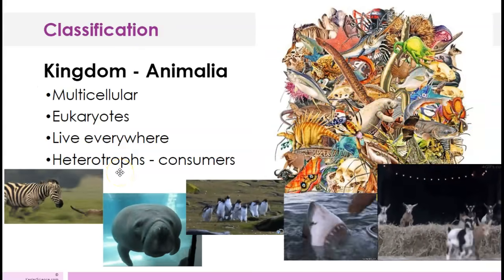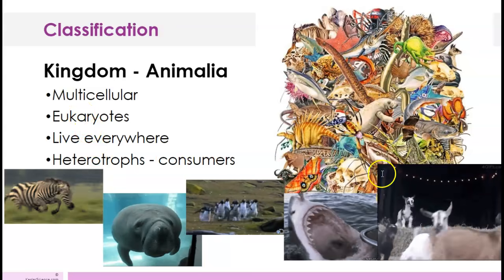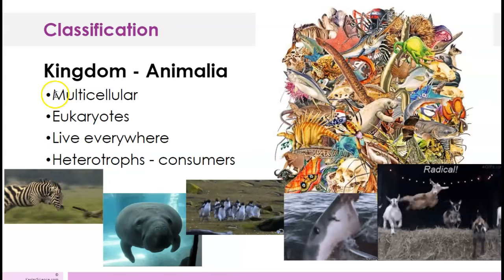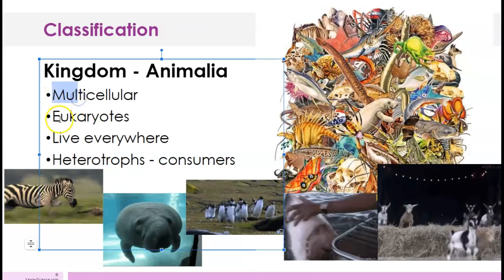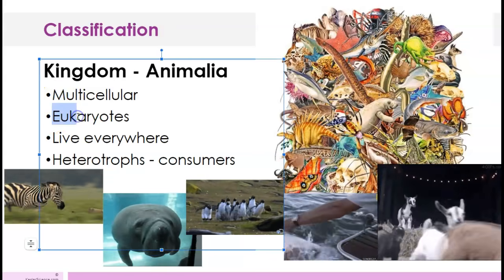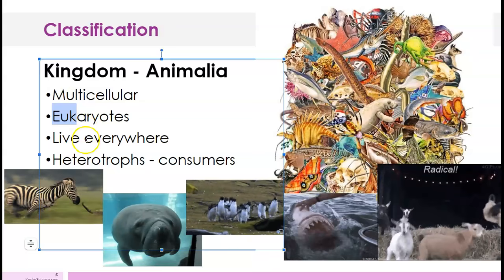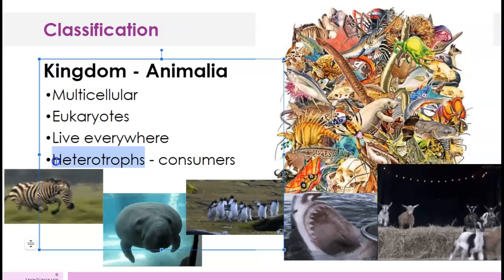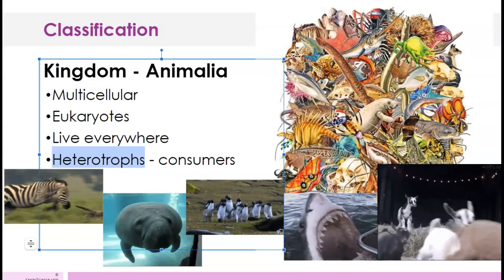The kingdom Animalia, you should be pretty familiar with this one because you can see these, and they're just fun to watch, fun to look at. They're multicellular, so you can see them with your naked eye. They're eukaryotic, which means they have what? A nucleus, and they live all over. They do need to eat. They're heterotrophic, which is going to mean that they need to consume food.